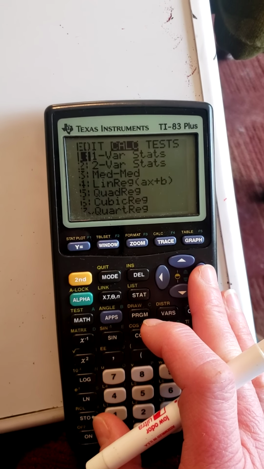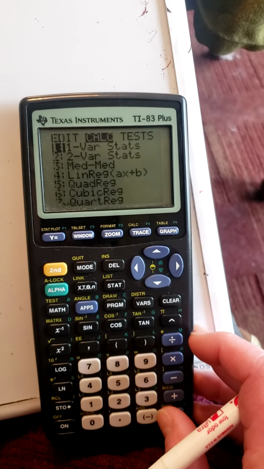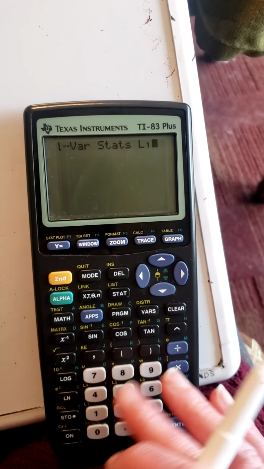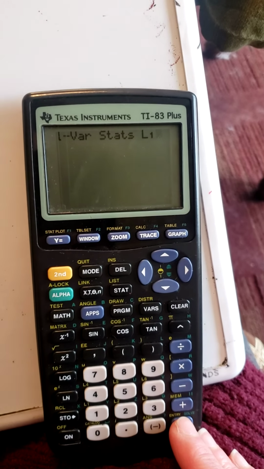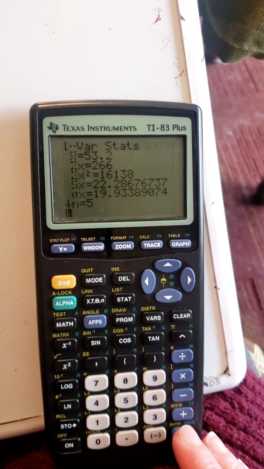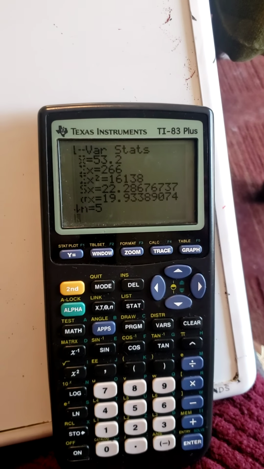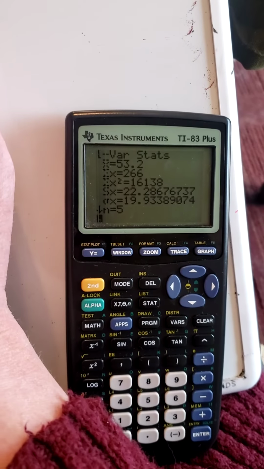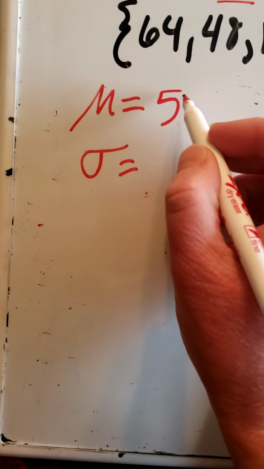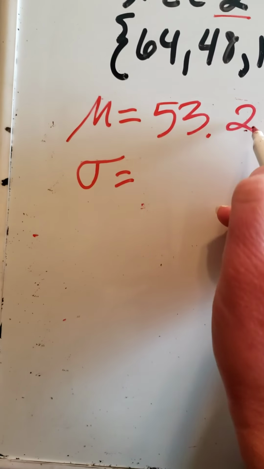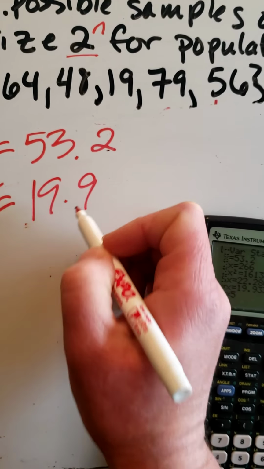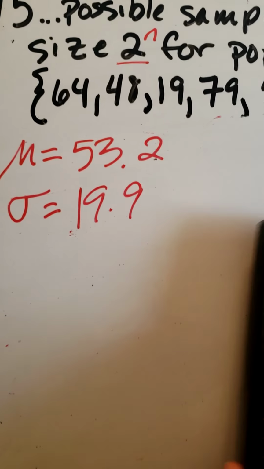And then to get the statistics, or the mean and the standard deviation, you go to Stat again, go over to Calc, and you want 1-Var Stats because we're just talking about the one variable right now. And I have to tell mine in this line here that I'm talking about list 1, so your screen might look slightly different. Okay, so see how it gives you the mean here and the standard deviation here. So we have a mean of 53.2 and a standard deviation of 19.9, and these are for the population.